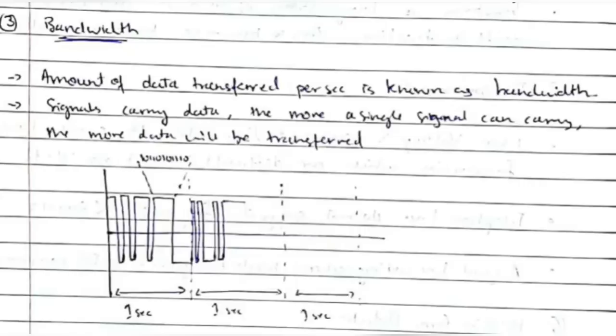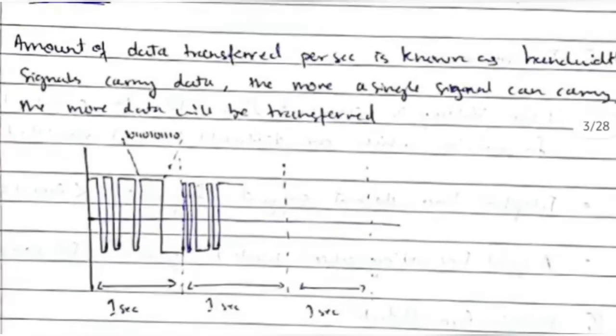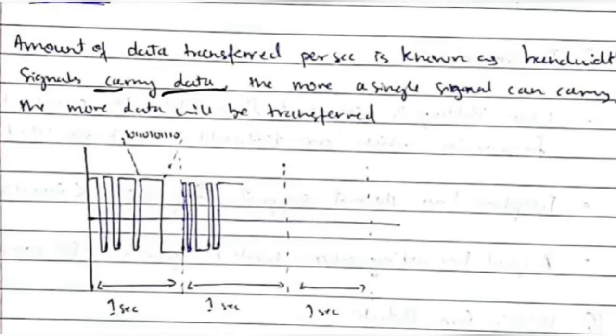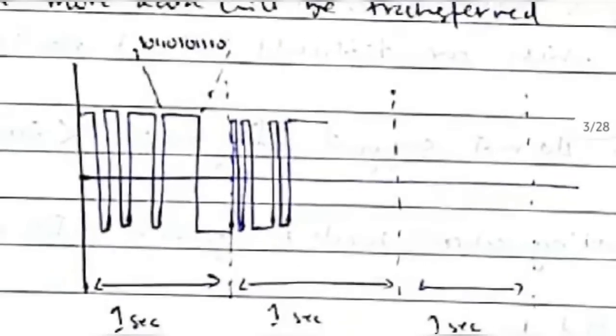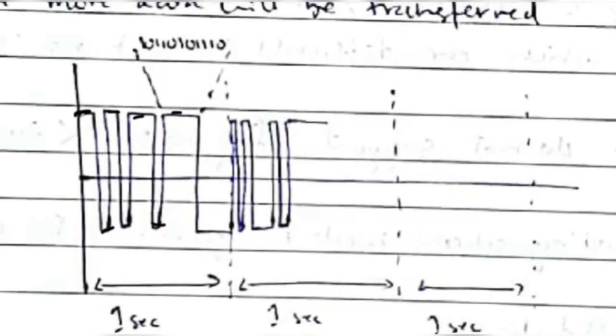Bandwidth is nothing but the amount of data getting transferred per second. This is the same as the bit rate, but with a slight difference, as it includes the signal also. Signals carry the data. The more a signal can carry, the more data will be transferred. So bandwidth is how many times a signal is getting transferred per second. This one signal here, this another one. So many signals are getting transferred per second. Each signal will have a group of data.